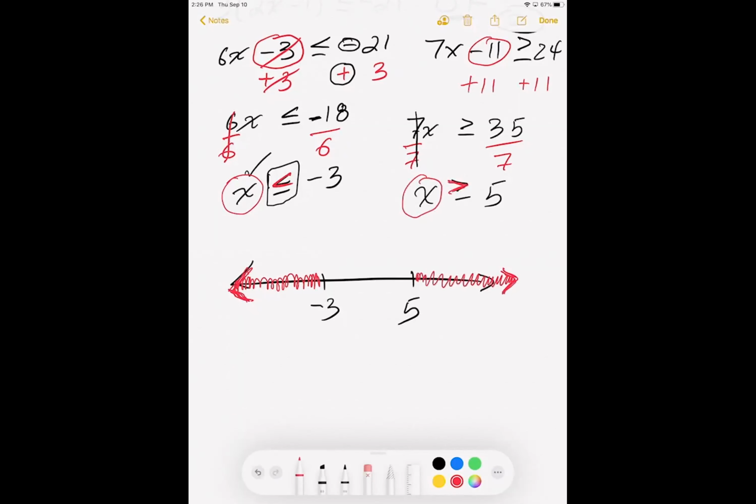So like I said, this rule will always work if your x is on the left-hand side of your inequality. If your x is on the left-hand side of the inequality, wherever the inequality points is where we shade it.